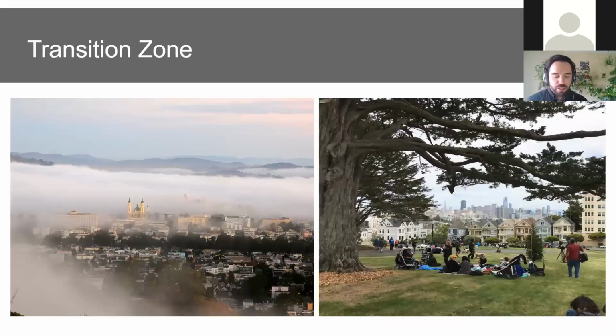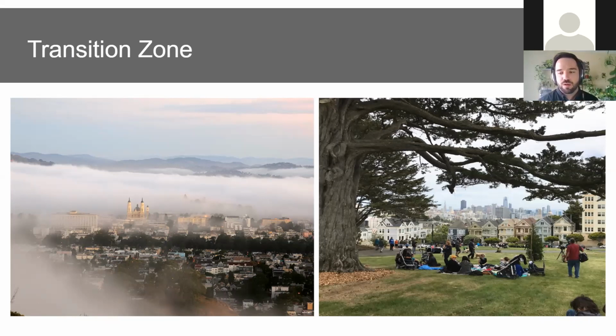Moving on to the transition zone. So the photo on the left does a really good job. You can see this is a photo probably from Buena Vista Park looking north at the Panhandle. And so you can see that it's not a one size fits all. It really does have these little pockets of nice climate, little pockets of more coastally influenced foggy areas.